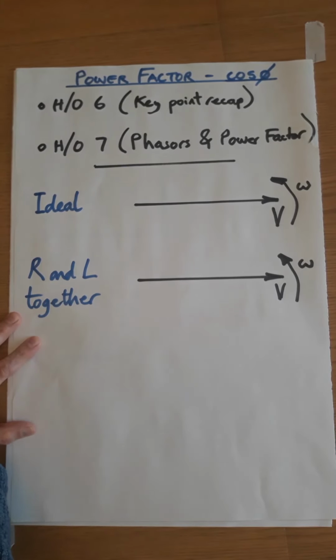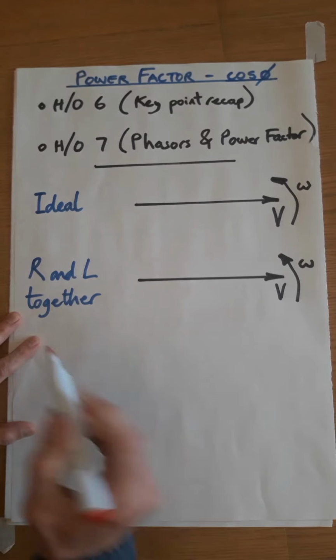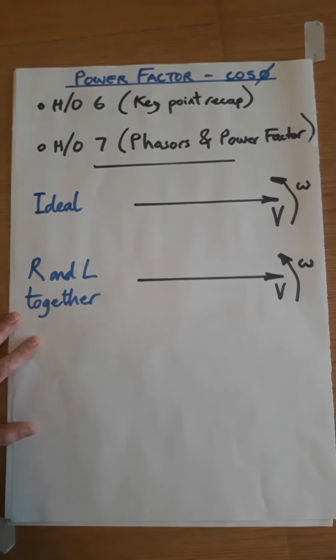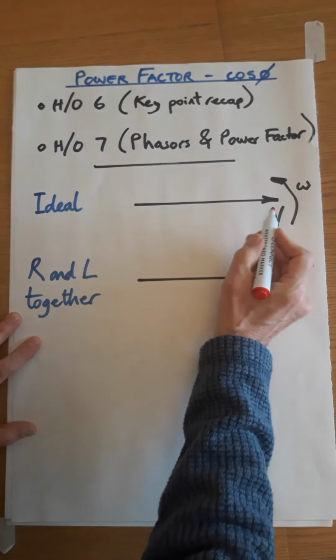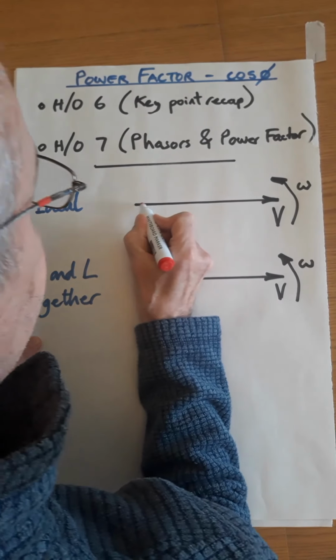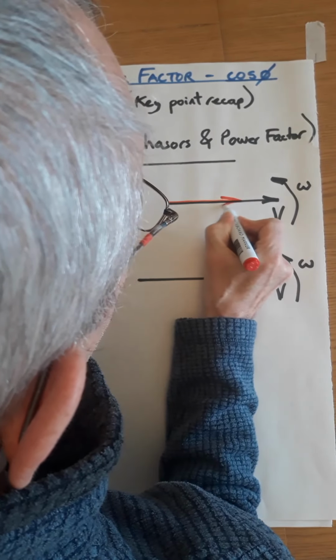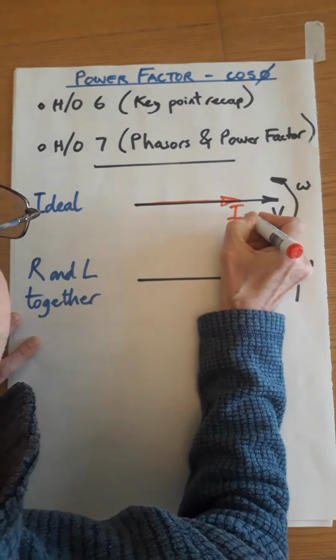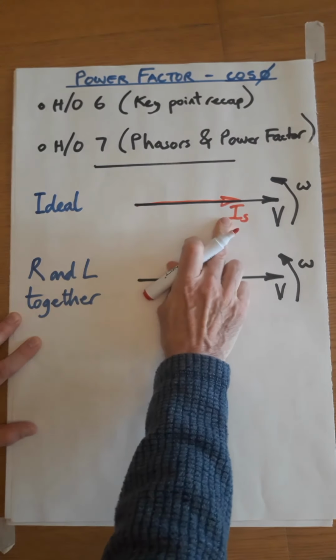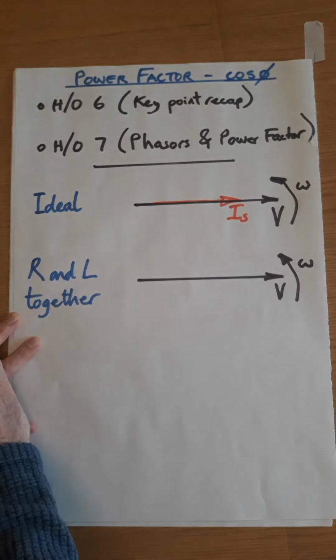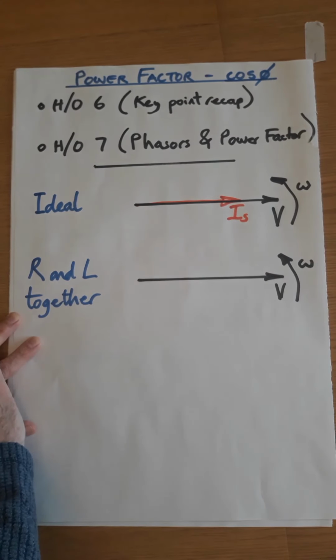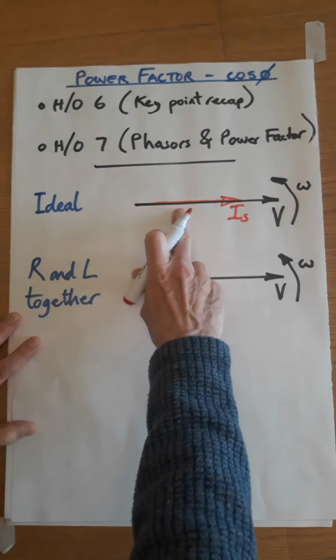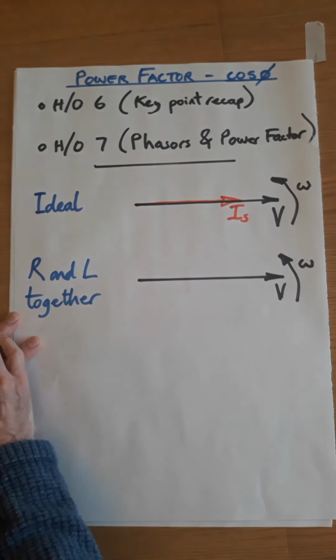Okay, let's make a start. From a running cost point of view, the best state for an AC circuit to be in is with the supply voltage and current in phase. So there's a supply voltage, there's a supply current, and they're in phase. That's the ideal situation. So there are 0 degrees between the current and the voltage.